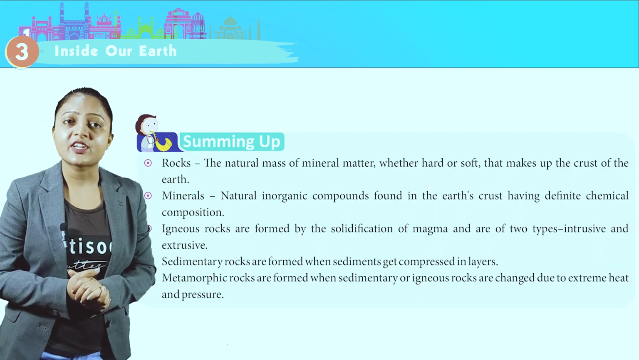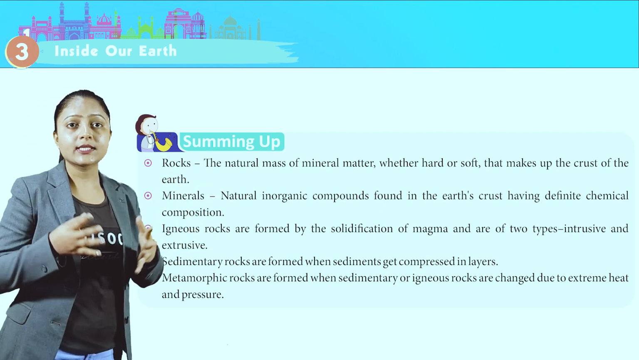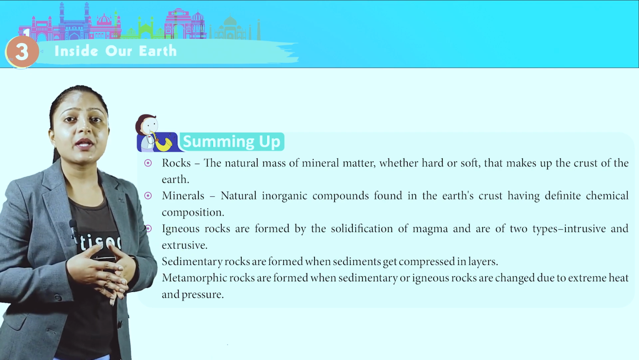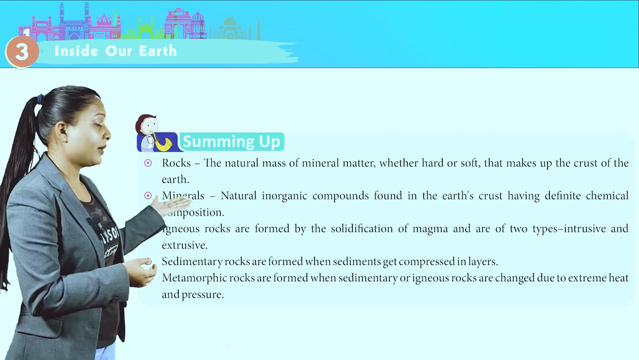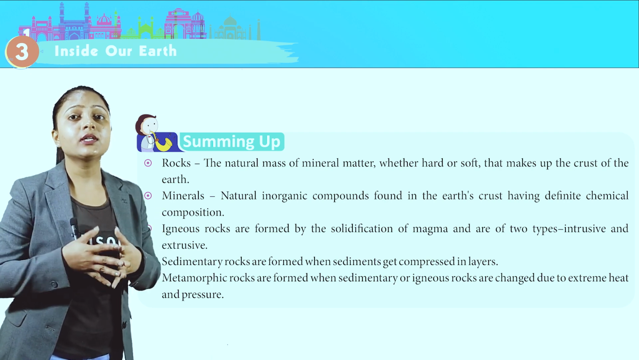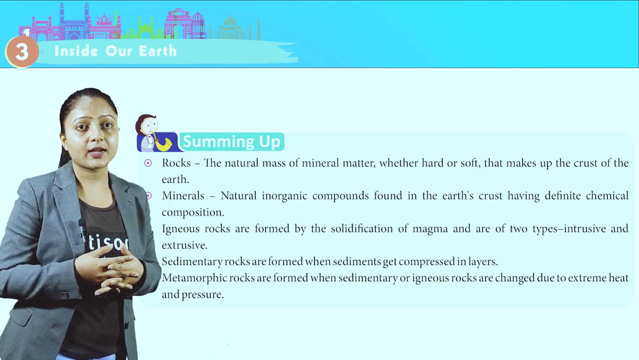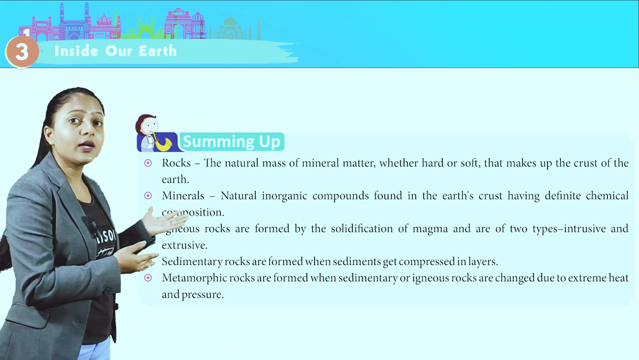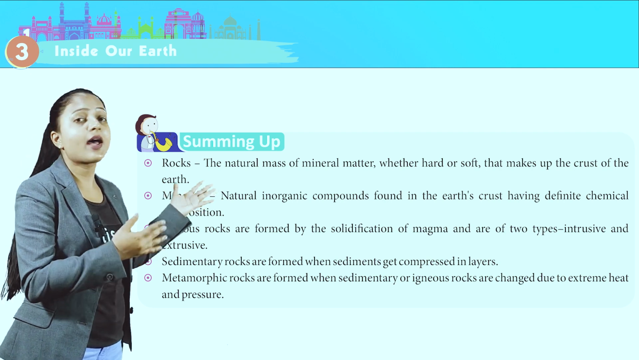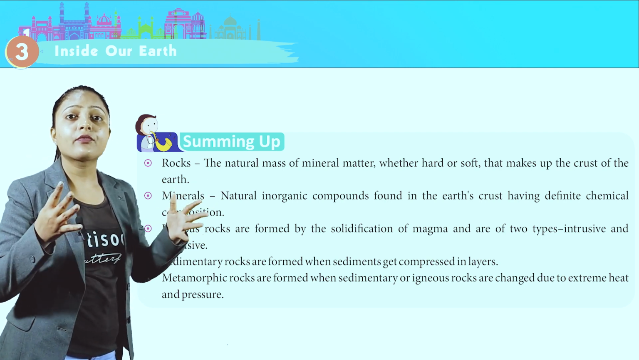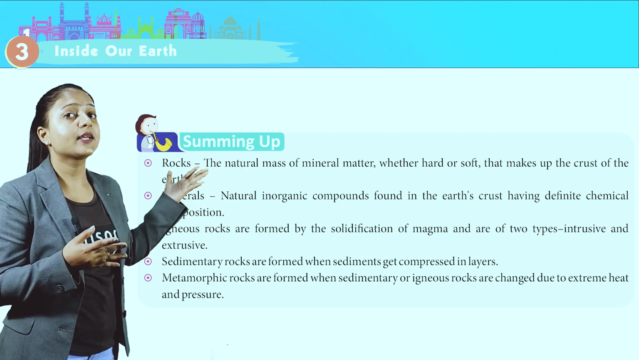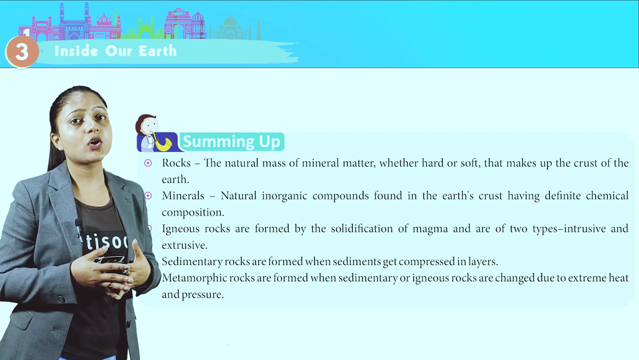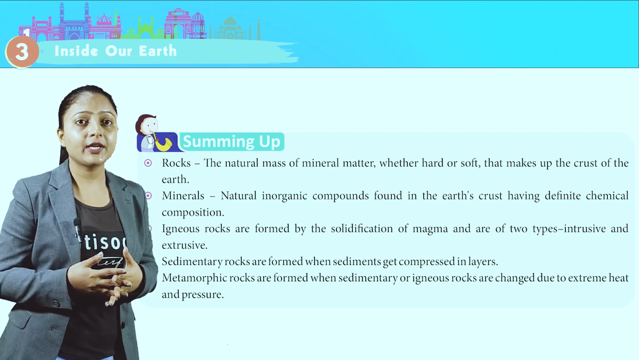So now let's sum up this chapter into some points. First, rocks are the natural mass of mineral matter, whether hard or soft, that makes up the crust of the earth. Minerals are natural inorganic compounds found in the earth's crust having definite chemical composition. Igneous rocks are formed by the solidification of the magma and are of two types, intrusive and extrusive. Sedimentary rocks are formed when sediments get compressed in layers. Metamorphic rocks are formed when sedimentary or igneous rocks are changed due to extreme heat and pressure.